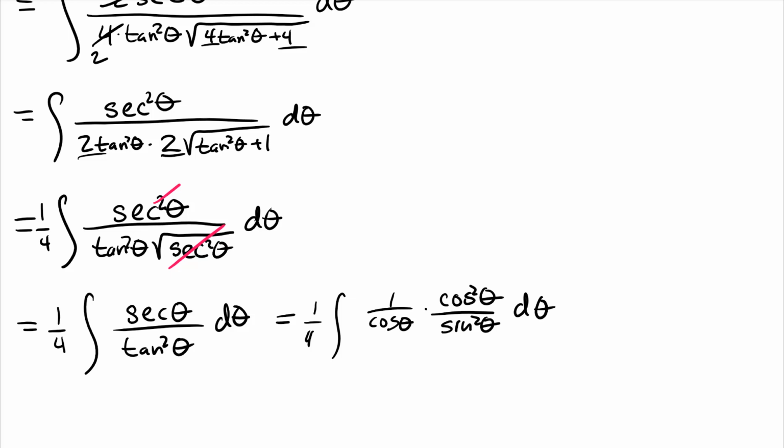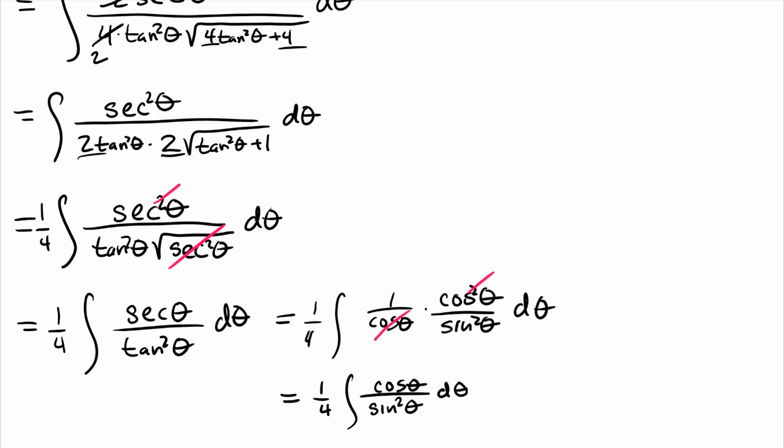Did you catch that? Tangent squared, sine squared over cosine squared. We just flip it up and we multiply. So the cosine cancels and the square cancels. So we are left with 1/4 the integral of cosine of theta over sine squared of theta d theta.